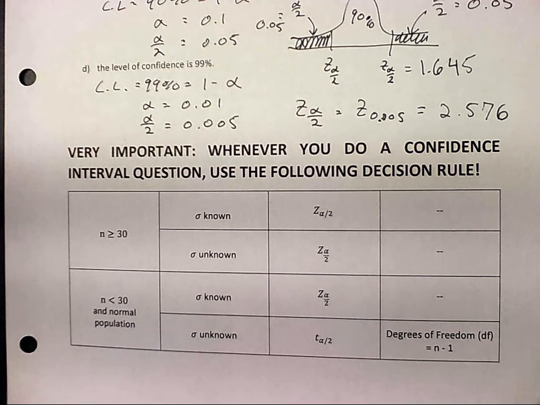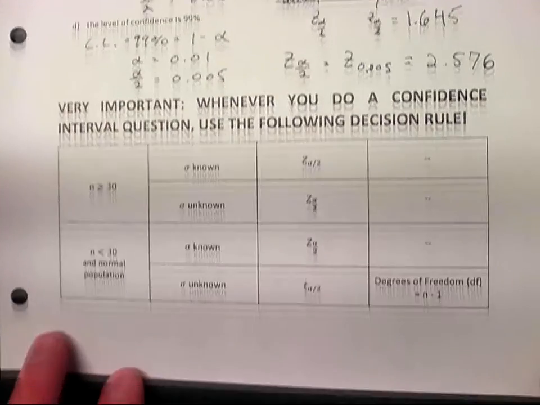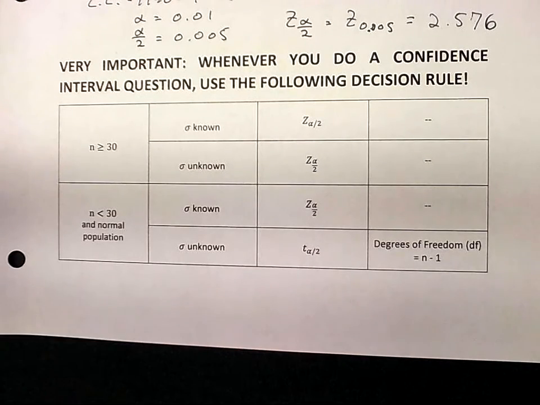All right. You guys feel comfortable now looking up z sub alpha divided by 2? That's really the only new symbol that we need for confidence intervals. We need to know what that plus or minus stands for, which we talked about, and we need to know how to look up z sub alpha divided by 2.